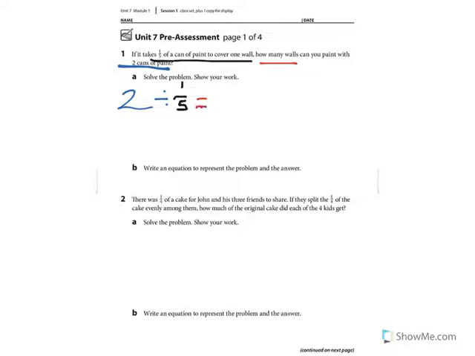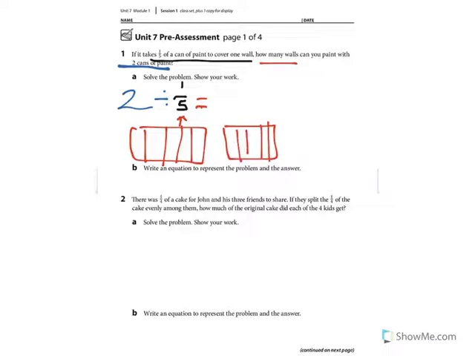To show my work, I could do anything. I could draw 2 cans of paint. It's probably how I like to do it. And then I know I'm splitting it into 1/5 size pieces, so I split it into fifths. And then I see how many pieces I have total, which is 10 pieces. How should I label that? What am I solving for? Walls. Does 10 walls make sense? Yes, that is a reasonable answer. So my answer is 10 walls.